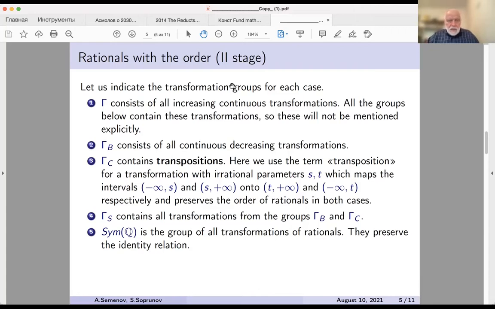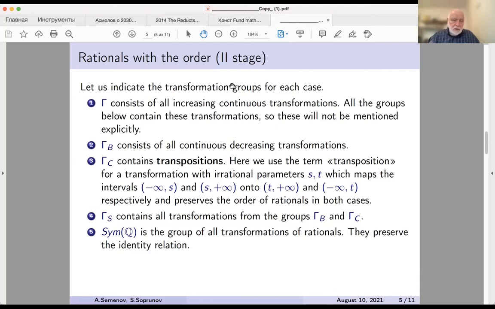So you have this picture now. All the groups we consider later consist of these transformations. What do you think? How many such transformations exist? The natural numbers are a countable set, but the set of all these continuous transformations, you can think about this.